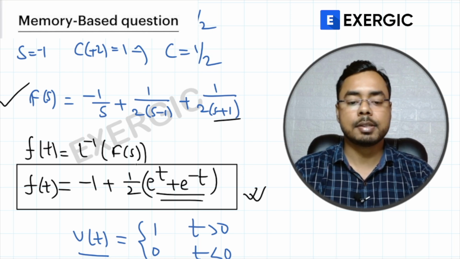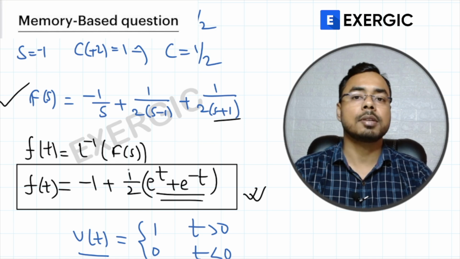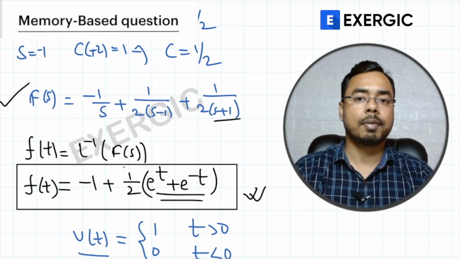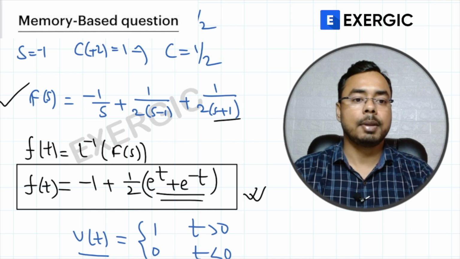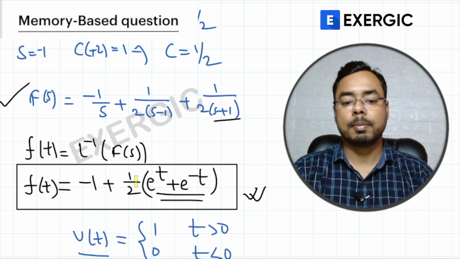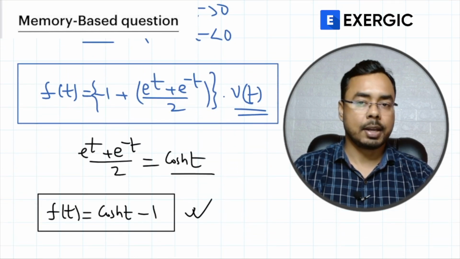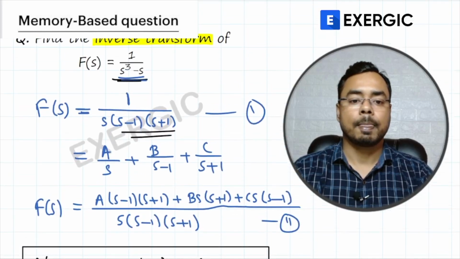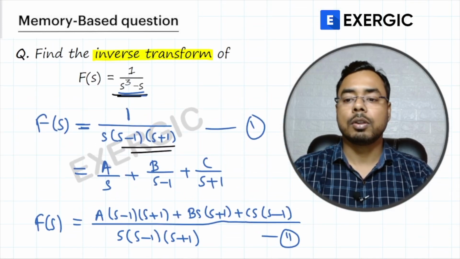Now you can write the same answer by multiplying with unit step function, or you can use the concept of hyperbolic cosine function. In place of this quantity e to the power t plus e to the power minus t by 2, write hyperbolic cosine, and then you can get any one of these three answers. Again, that will depend on the options. So this was our sixth problem.